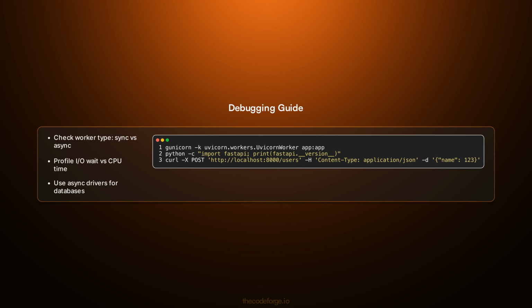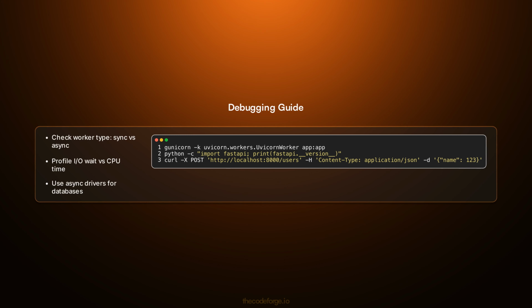To diagnose latency spikes, first check your worker type. Use gunicorn -k uvicorn.workers.UvicornWorker for async. Profile your app to see if I/O wait is above 30%, and always use async database drivers with FastAPI.